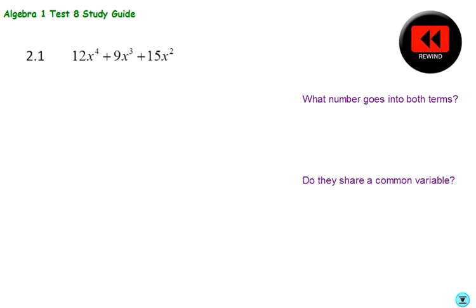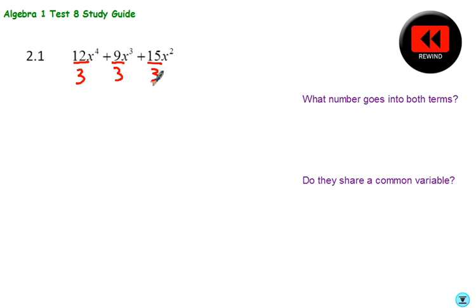So instead of there just being 2 terms, there are 3 terms. But we're still asking ourselves the same question. What number goes into both terms? Do they share a common variable? So we're still asking ourselves the same questions there. So again, if I'm looking at what number goes into all 3 of those, well, it looks like I can divide all 3 of those by 3. So let me divide each one of those by 3.